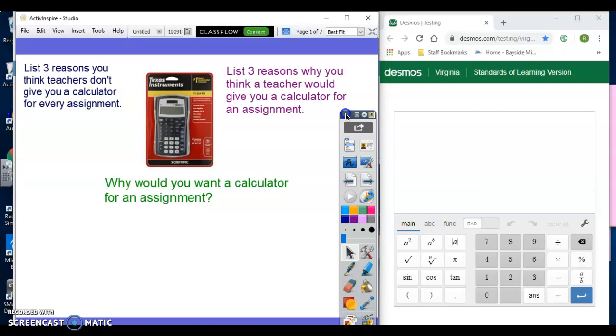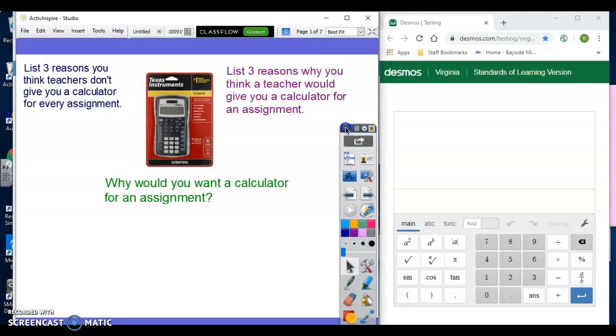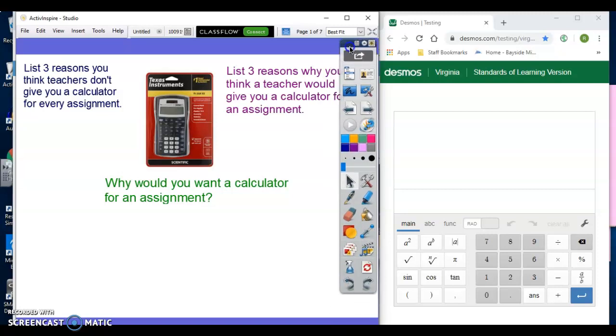So all I want you to do is to answer that in your notebook. 3 reasons why they don't, 3 reasons why they would, and give me a reason why you would want a calculator for an assignment. So go ahead and get that done. You can hit pause on the video, list your reasons, and we'll talk about this on Monday when I come back from this conference.